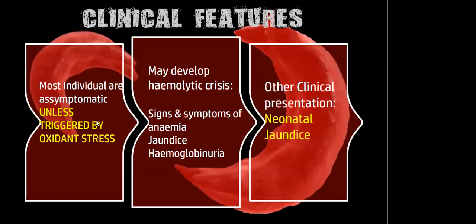For the clinical features of G6PD deficiency, most individuals are asymptomatic unless triggered by oxidative stress. As I mentioned earlier, the precipitating agents are medications, chemicals like fava beans, and other illness. At this stage, the patient might develop a hemolytic crisis, which is destruction of red blood cells in a short period of time that our body cannot compensate. The patient might come with signs and symptoms of anemia associated with low-grade fever, lethargy, and other clinical manifestations. The patient might have neonatal jaundice.